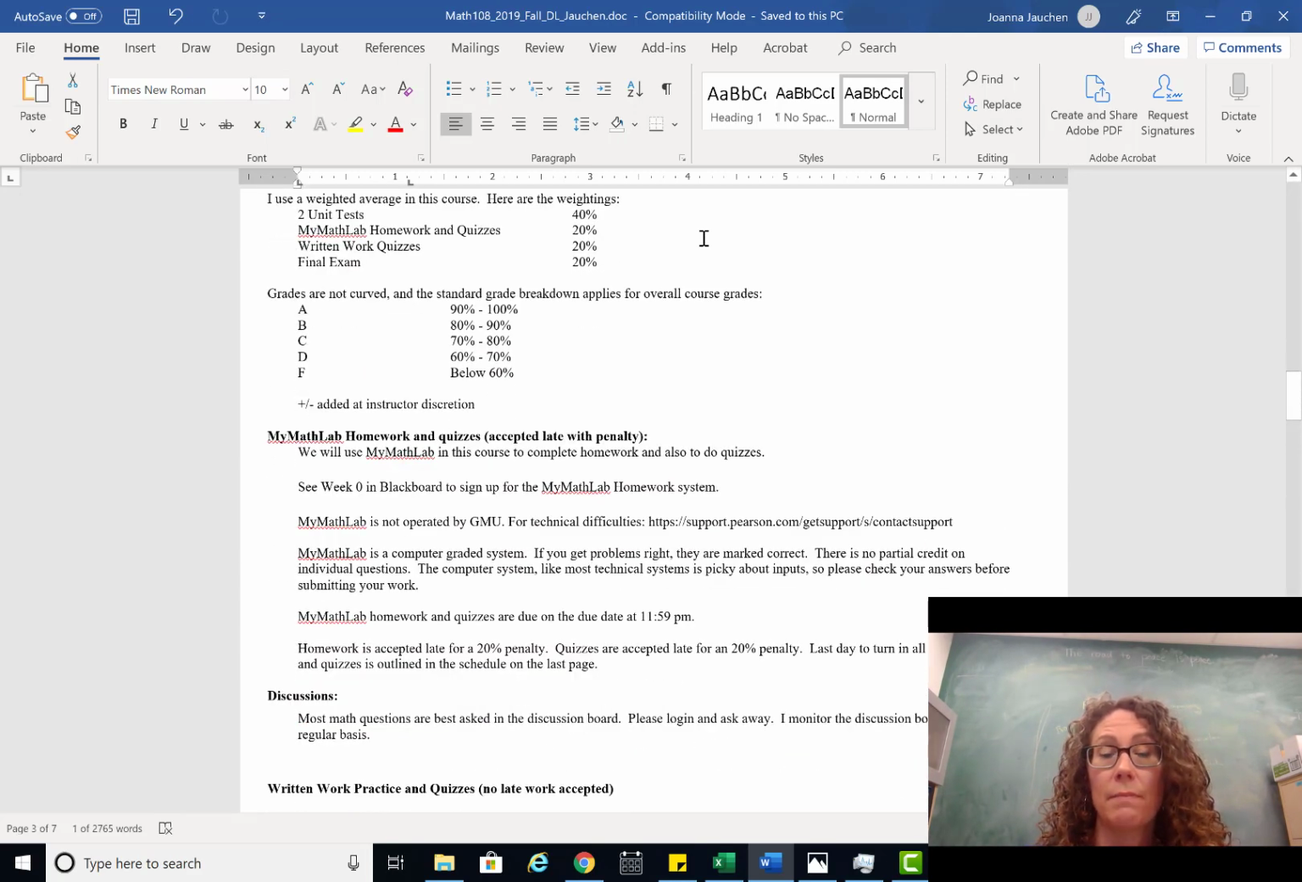The exam and course weightings are here. Mostly everything is worth 20%. There's a final exam, and there are two other exams. Those are each 20%. And then MyMathLab, all together, the homework that you do in that computer system, is 20%. And then there's some written work, kind of like handwritten quizzes that you'll turn in, and those are 20% too.